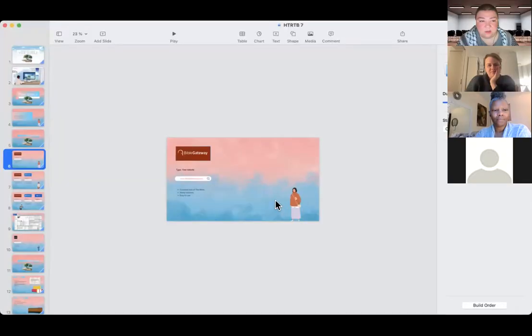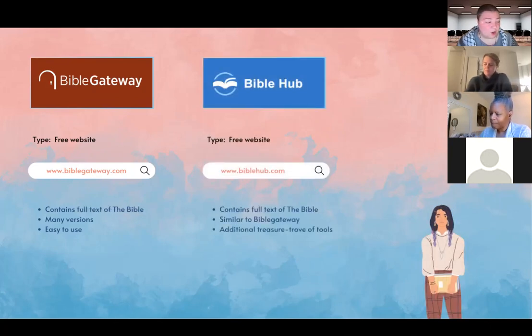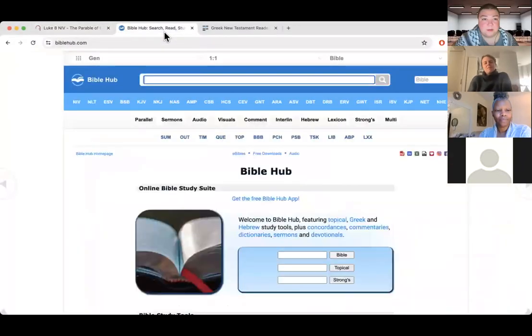The second resource that we're going to suggest and recommend is a website called BibleHub.com. This is very similar in some ways to BibleGateway.com, but very sadly, it's the lesser known younger brother of BibleGateway.com. But it has, I would say, a treasure trove of additional tools that we will now explore. So we'll pop over to Bible Hub.